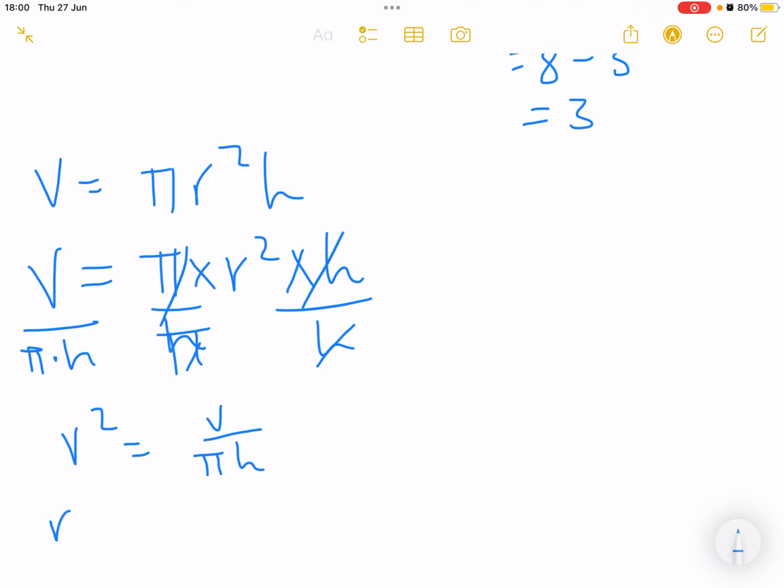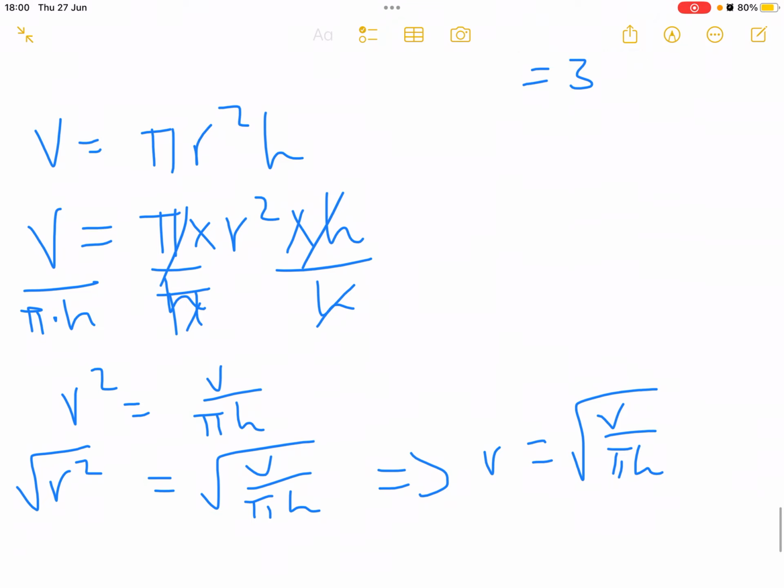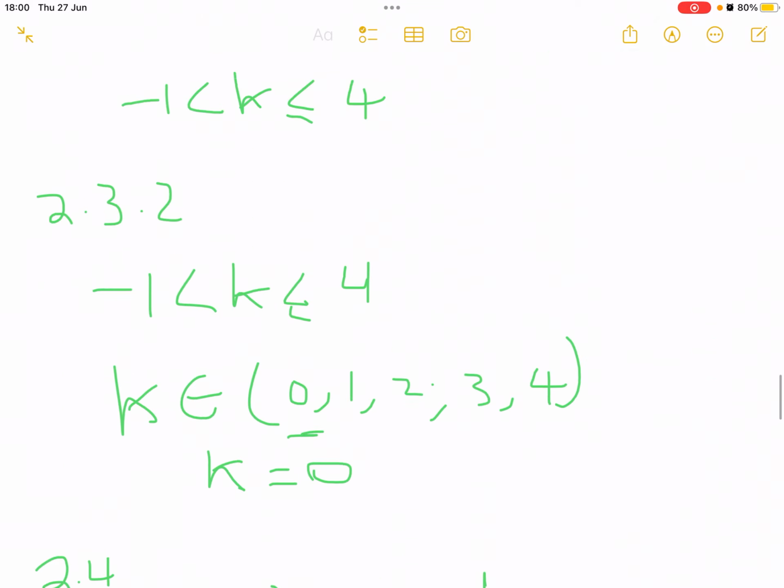Then I can take the square root on both sides for v over pi h. Then I will get that the answer is r is equal to the square root of v over pi h. Then that's making r the subject of the formula.